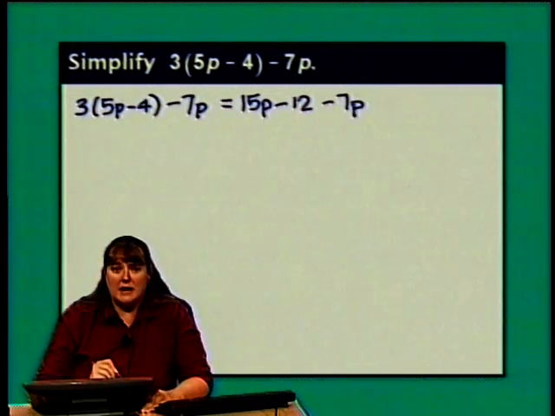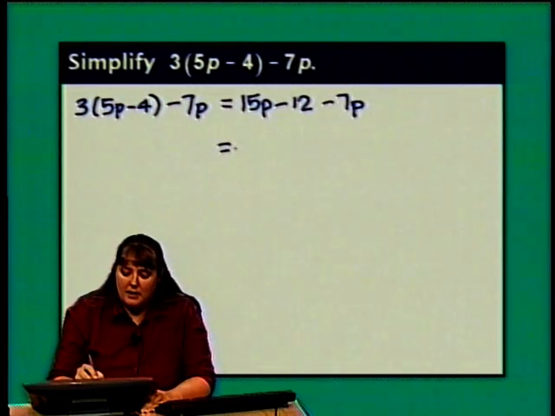Now I need to look for like terms. 15p and negative 7p are like terms. When I add 15p and negative 7p, I get 8p.